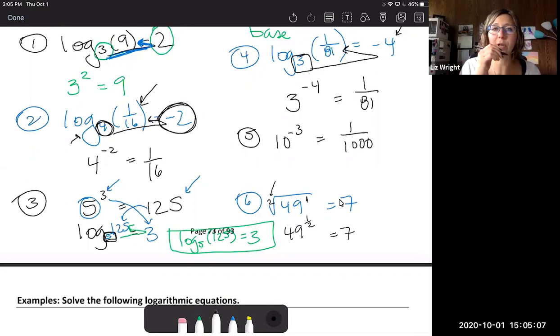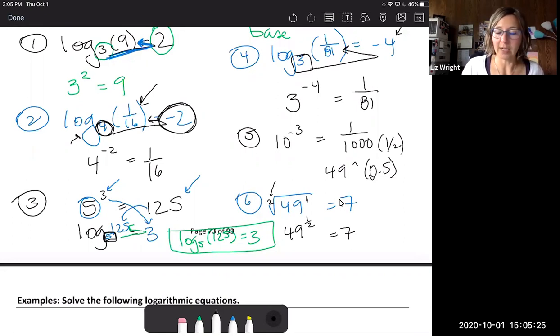And you should try that in your calculator. Put 49 raised to, you could even do the 0.5 power, or raised to the 1/2 power. And what do you get? You should get back 7, because what your calculator is doing is taking the square root of it.